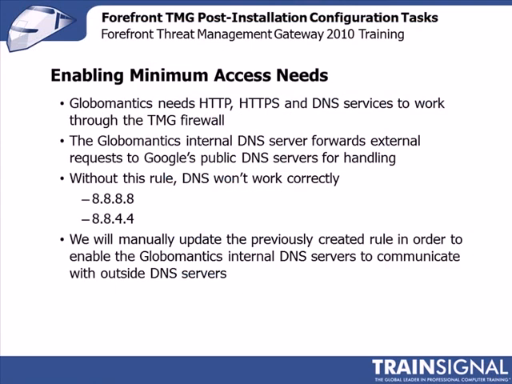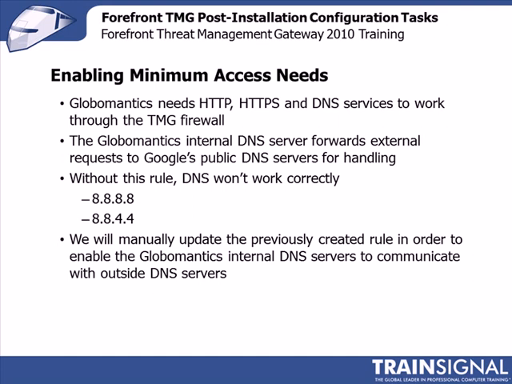Now, we've set up a basic web access policy for our users, but we have to do a little bit more. We need to make sure that HTTPS and DNS services are able to work through the firewall. The reason is because the internal DNS server for GlobalMantics, which is running on the domain controller, forwards external requests to Google's public DNS servers for handling. This is how users are able to browse the internet. Without the ability for the internal DNS server to forward requests to an external DNS server, web browsing would not work. So we're going to add rules.